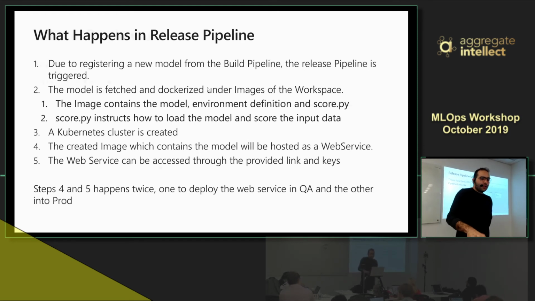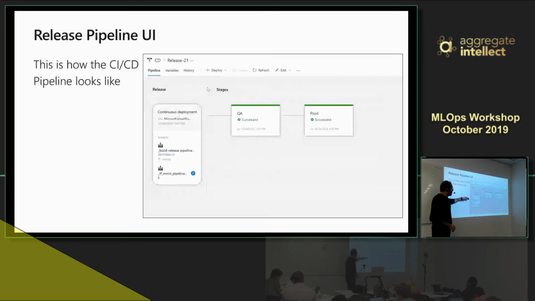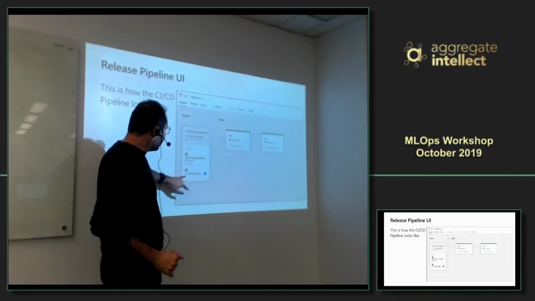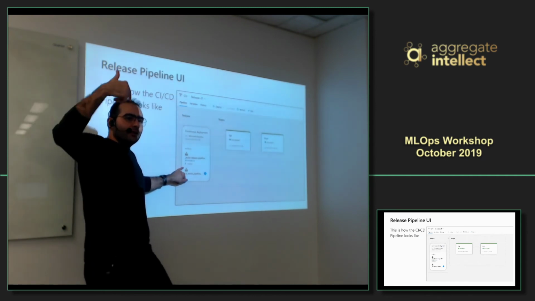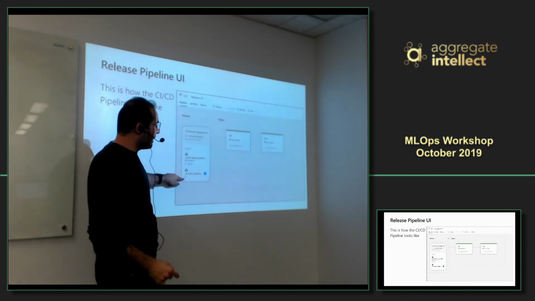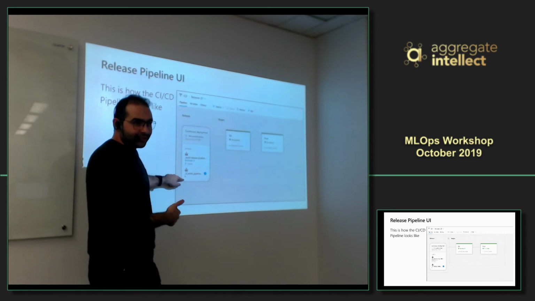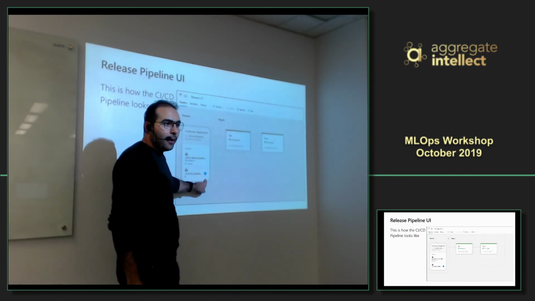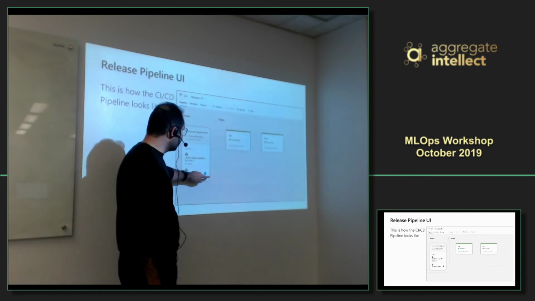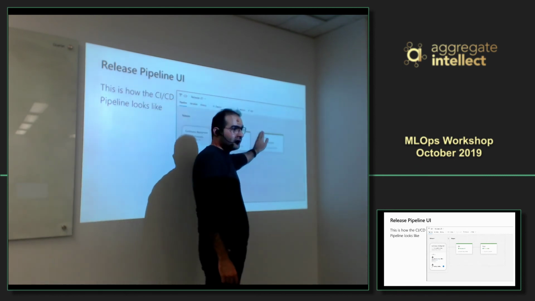And this is how it looks at the end, which is the release image. So these are the artifacts which are passed. One of the artifacts is the build artifact, which is the code, and the other artifact is the model, which is connected to your workspace. So once the build registers a new model, this time version number 6, it will trigger based on the model, and it will kick off the staging, QA and prod.